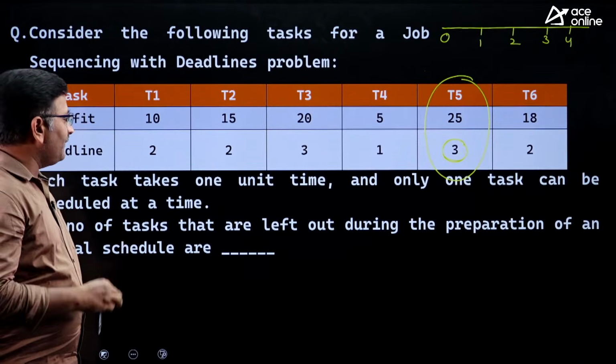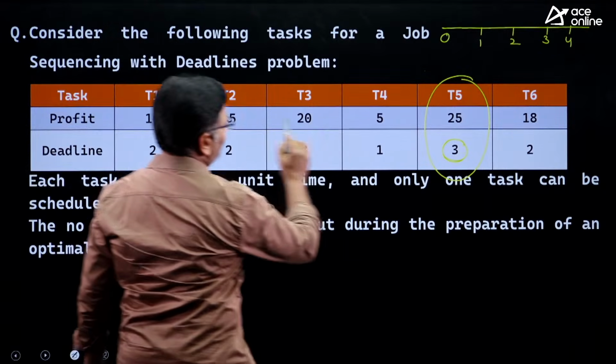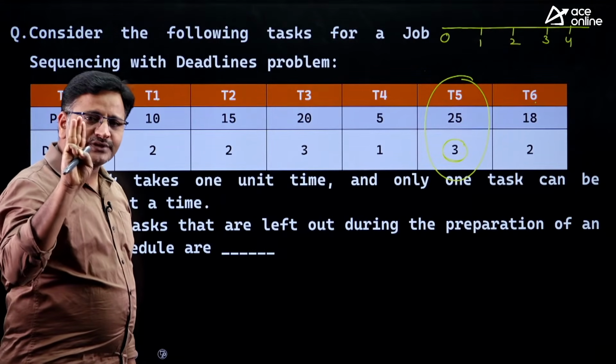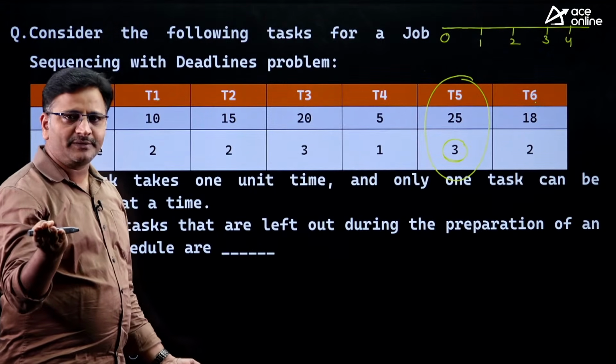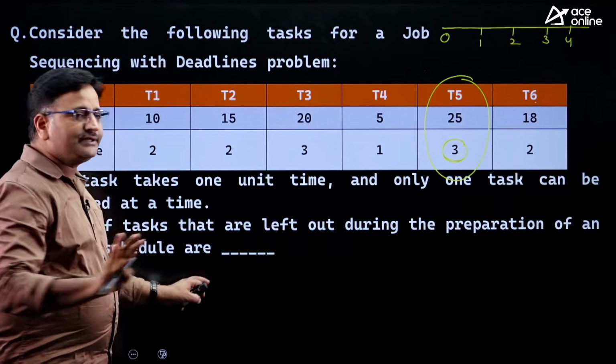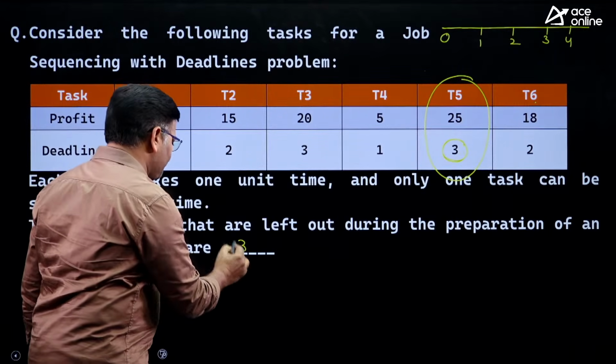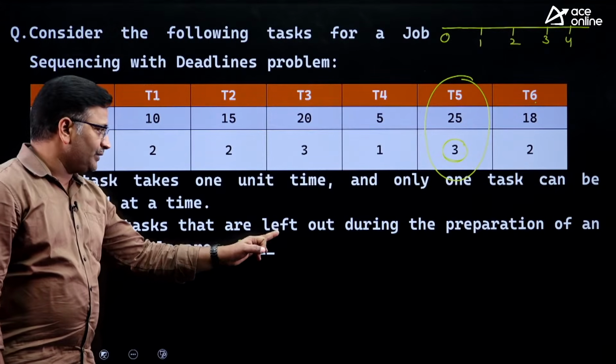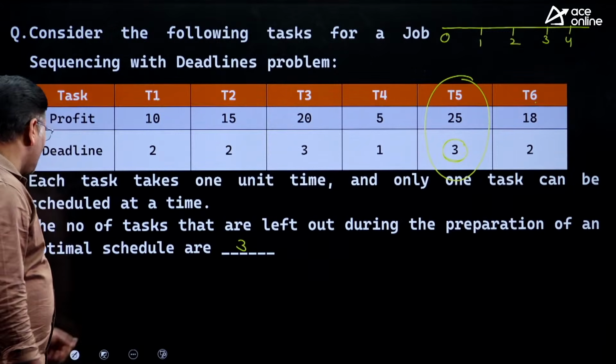Out of the total tasks T1 to T6, out of 6 tasks, if you are able to process 3 tasks, automatically the remaining 3 tasks are unable to be processed. Therefore, without touching this question, I can directly say the answer is equal to 3, because they are asking the number of tasks that are left out during the preparation of an optimal schedule algorithm.